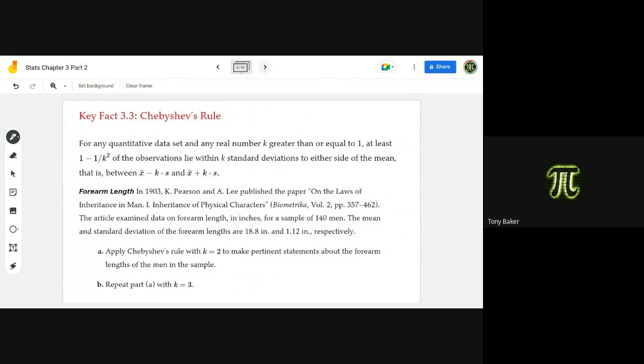What Chebyshev's rule says is that the amount of observations that lie within so many standard deviations will be equal to 1 minus 1 divided by k squared. So what this basically tells us is how much of the data is within that many standard deviations of the mean. Okay, so how much of the data is around that point.